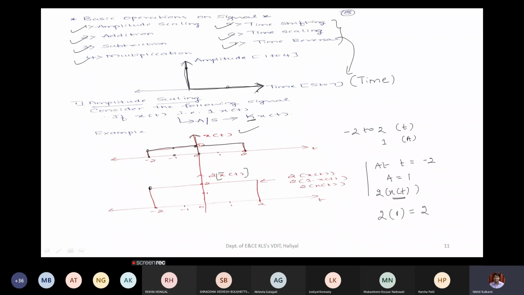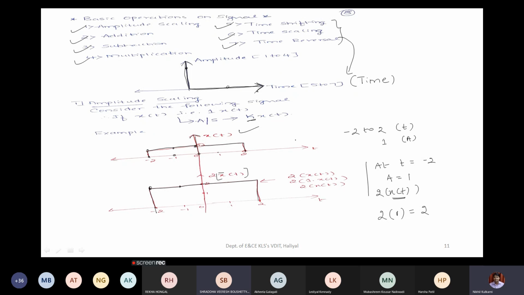Similarly at -1 it was 1, multiplied by 2 means it will be 2. At 0 it was 1, same thing. So if you rewrite the given signal, you will get it like this. Getting this, everybody? Any questions? No, sir. Okay. Is it clear now?